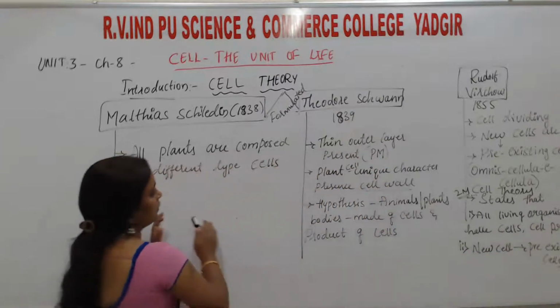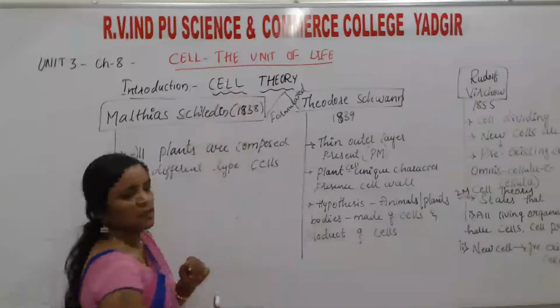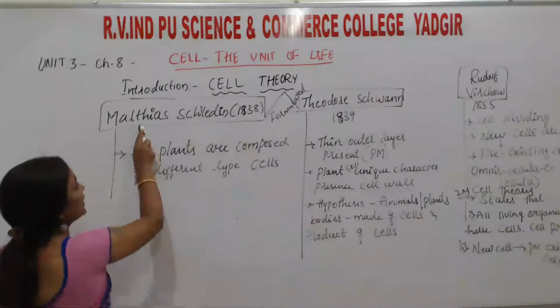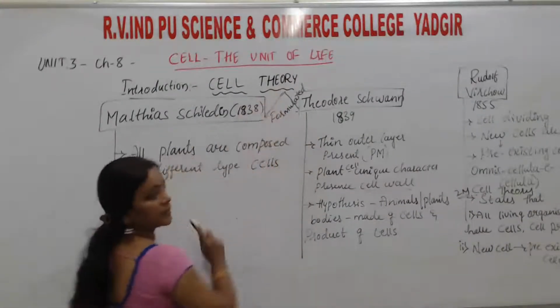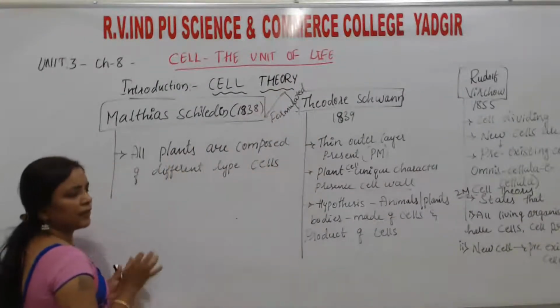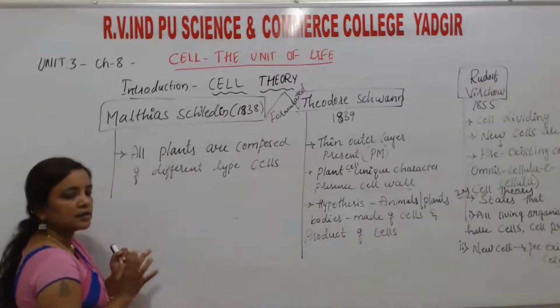Now, three scientists worked on the cell theory, especially Matthias Schleiden and Schwann, who formulated it. A very important question: they may ask one question on the cell theory.